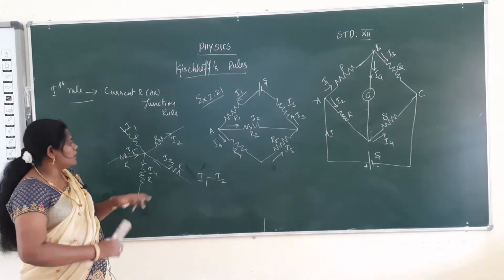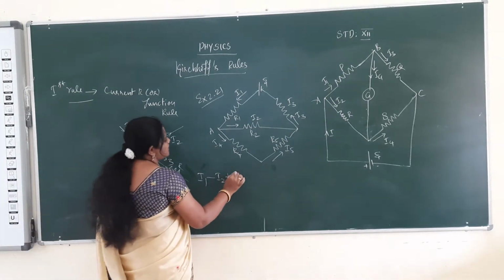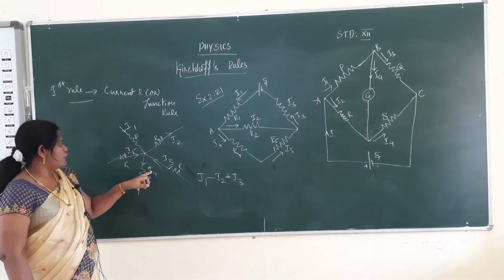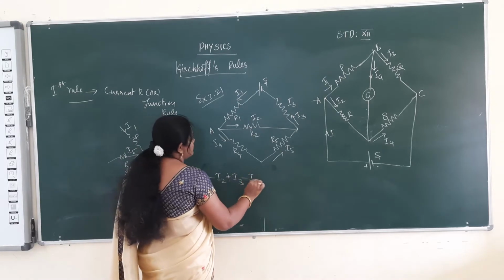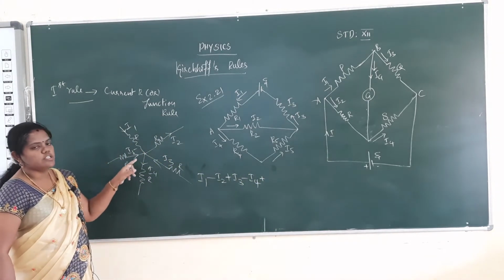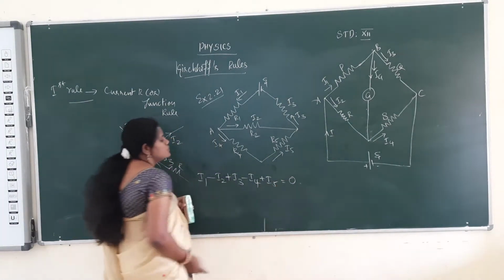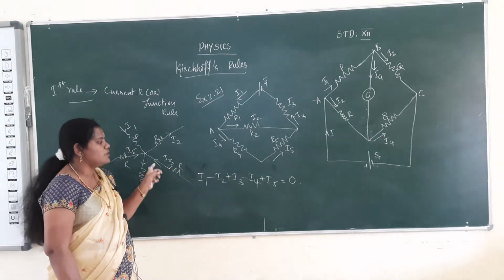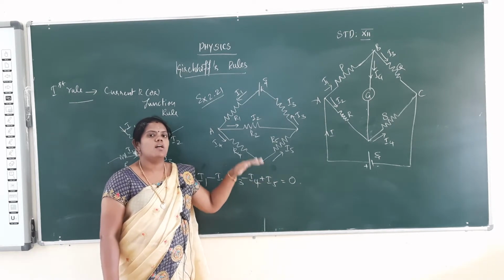The third current, I3, is entering the junction, so it is taken as positive. Then I4 is leaving the junction, so it is taken as negative. Then I5 is entering the junction, so it is positive. So I1 minus I2 plus I3 minus I4 plus I5 is equal to 0. The sum of the currents at any junction in the circuit is 0. This is Kirchhoff's first rule, the current rule or junction rule.